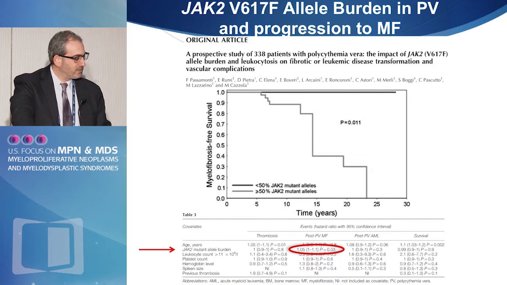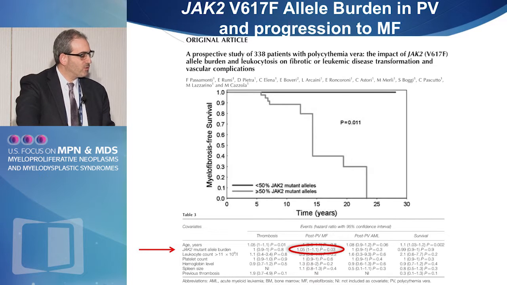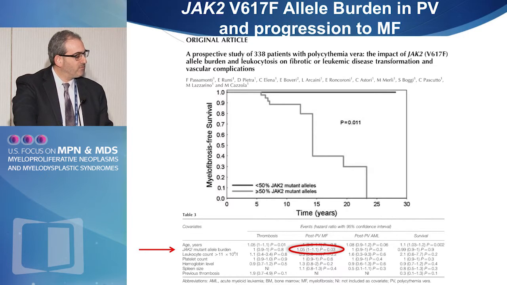Now, one study that came out several years ago looked at the issue of JAK2 allele burden in PV, and what it means in terms of progression to myelofibrosis, and this certainly relates to one of the questions that was in the audience survey at the start of the session. You can see that in this prospective study, those patients that had an allele burden greater than 50% versus less than 50% experience a higher rate of progression to post-PV myelofibrosis.